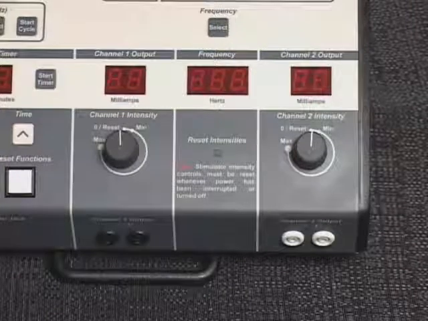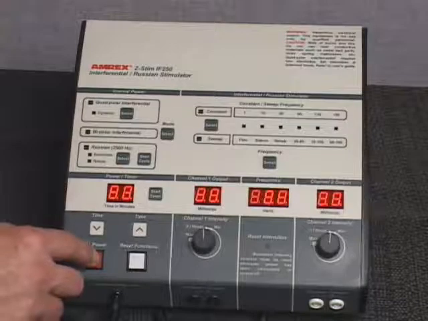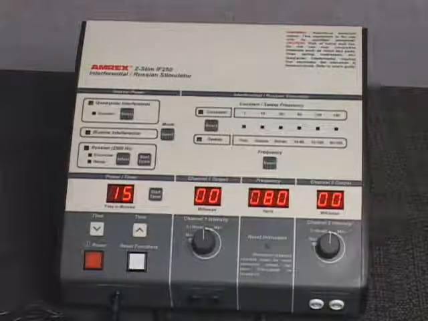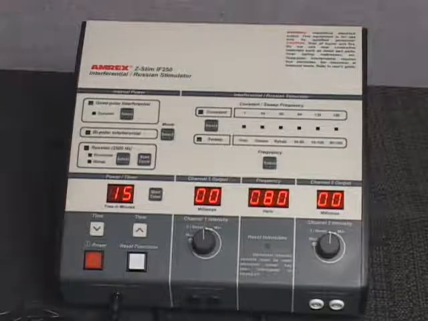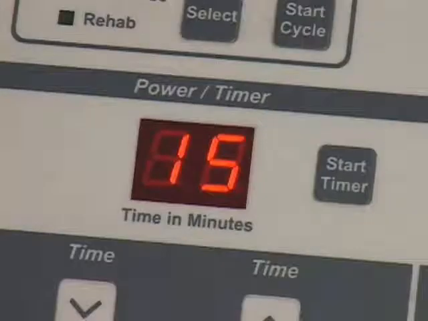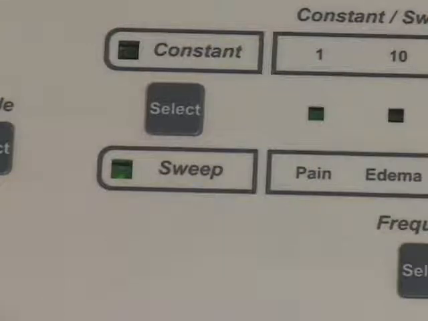The IF-250 is equipped with an intensity reset circuit feature. This feature prevents the practitioner from applying one patient's intensity setting to another patient. Depress the power control. The generator will self-test and all indicators will illuminate. An audible signal will be emitted and the generator will default to factory settings of quad-polar interferential modality, a power timer display of 15 minutes, a frequency display of 80 Hz, a preset sweep frequency range for pain of 80 to 150 Hz, and intensity displays of 0 milliamps.